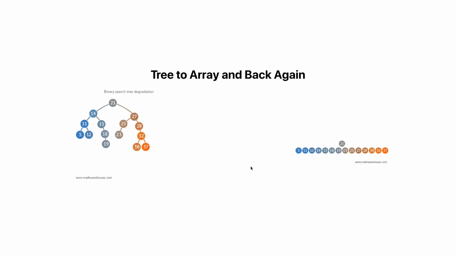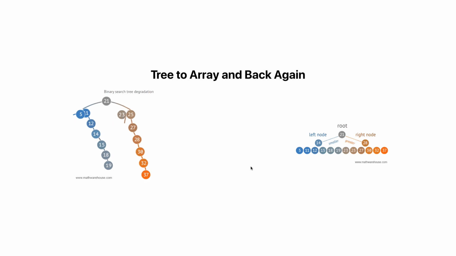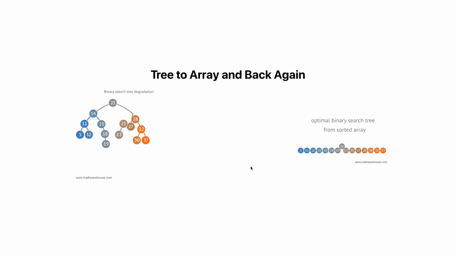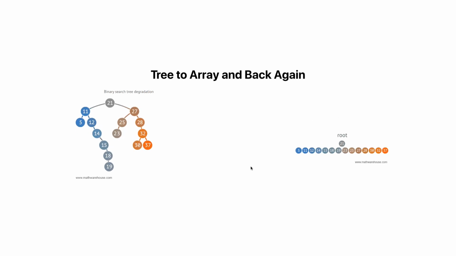You can also move things from a tree to an array, and you can also move a sorted array and then move it back. So this is from a tree degrading to a sorted array, and this is a sorted array becoming a binary search tree.